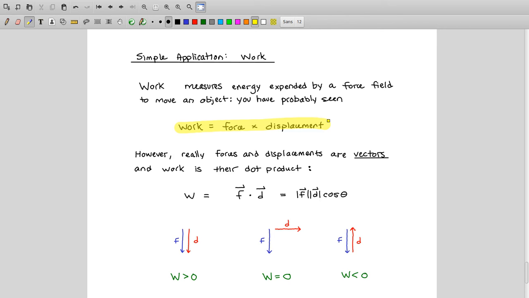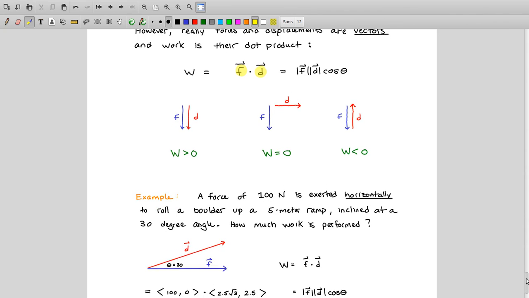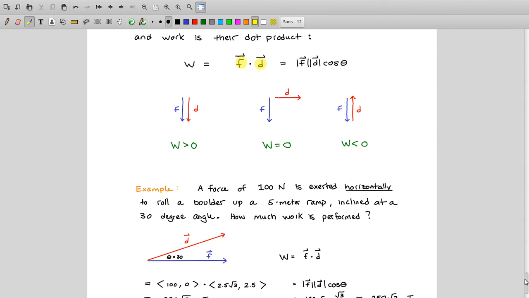That may be something you remember, but really, as we saw before in the first lecture, both forces and displacements are vectors. Okay, so we need a scalar. The work is a scalar, and so it's a reasonable guess, and it's a correct guess, that work is actually a dot product of the force dotted with the displacement vectors. Okay, which gives us magnitude F, magnitude D, times the cosine of the angle between them, which is a really important piece that is sometimes not mentioned in such detail depending on the level of your physics class.